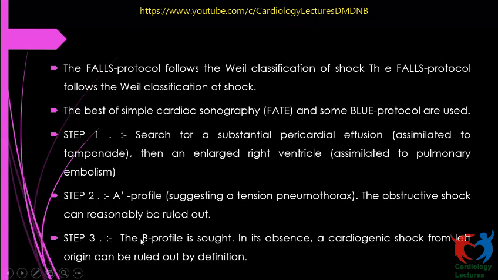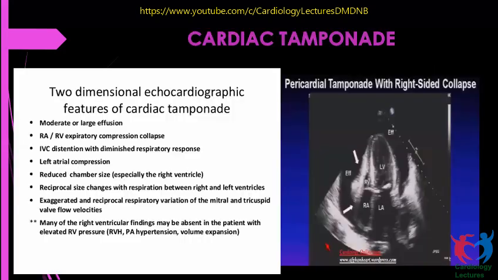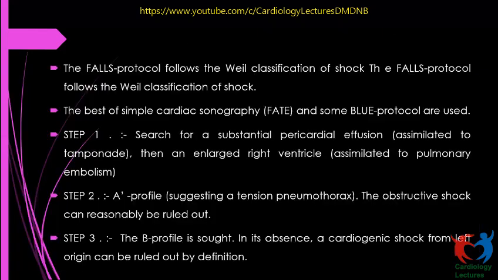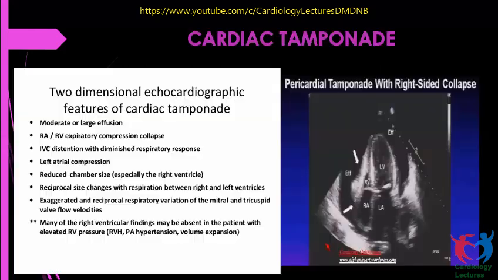Then see for the B profile. If the B profile is there, there is fluid in the lung, and look for cardiogenic shock. That means the shock is originating because of LV failure or dysfunction of the left ventricle. So we will just go through these three steps here.